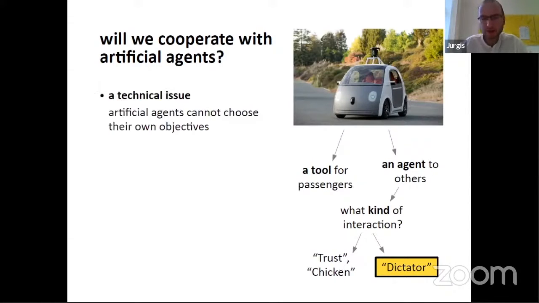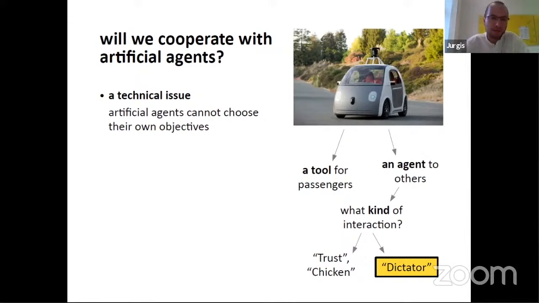Now, first, there is a technical issue. An artificial agent, which is most prominently epitomized today as a decision-making system that is powered by machine learning, simply cannot choose its own objectives. What is important here is that it cannot choose its own ultimate objectives in deciding what to do. Whatever it is tasked to do, it needs to have a specified objective.